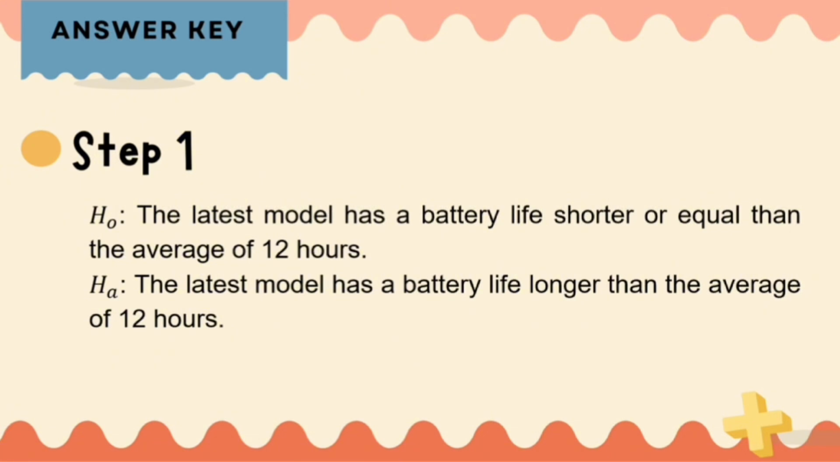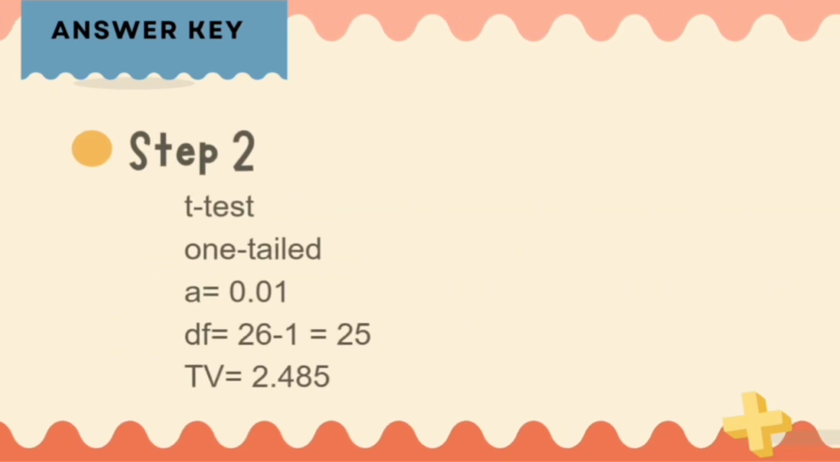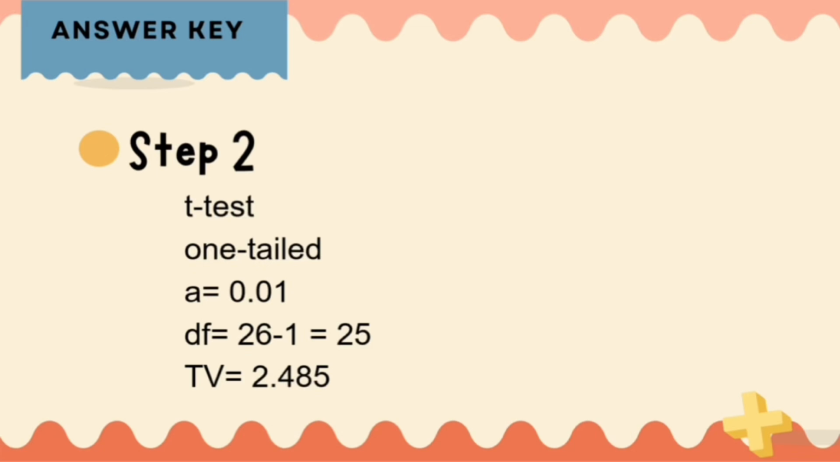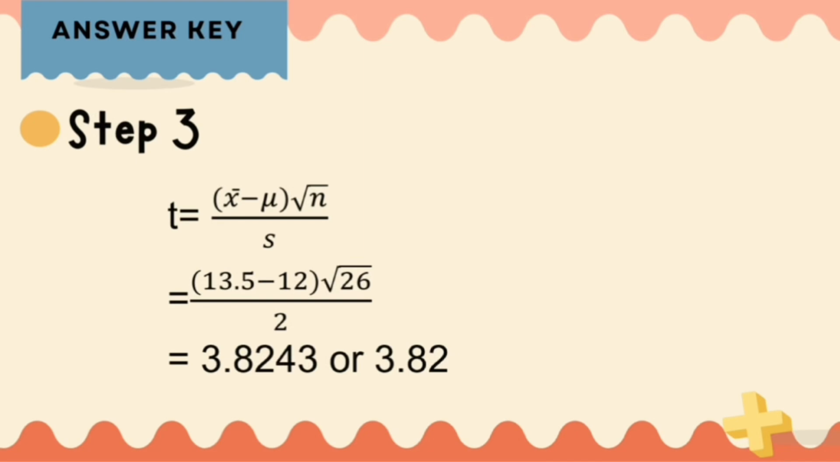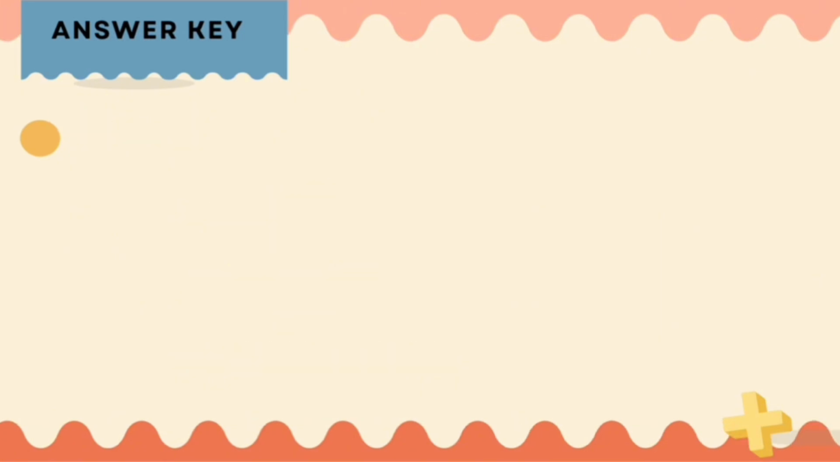The null hypothesis is the latest model has a battery life shorter than or equal to the average of 12 hours, while the alternative hypothesis is the latest model has a battery life longer than the average of 12 hours. Step 2. T-test one-tailed, 0.01 level of significance. df is 25 and tabular value is equal to 2.485. Step 3. 13.5 minus 12 times square root of 26 over 2 equals 3.8243 or 3.82.